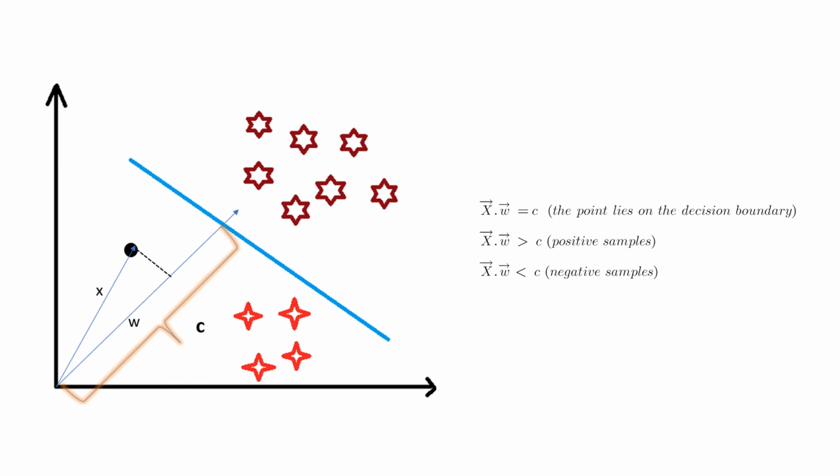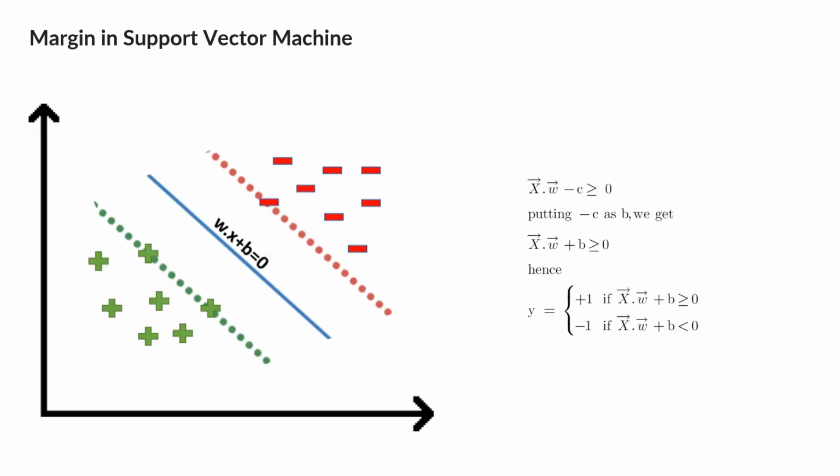So that's why we come to standard. We simply take the perpendicular and use it as a reference, and then take projections of all the other data points on this perpendicular vector and then compare the distance. Margin in support vector machine.